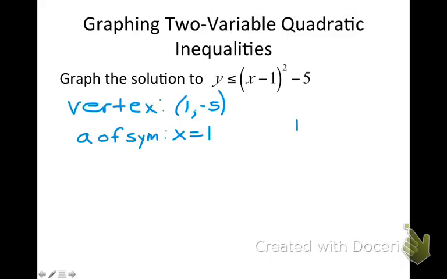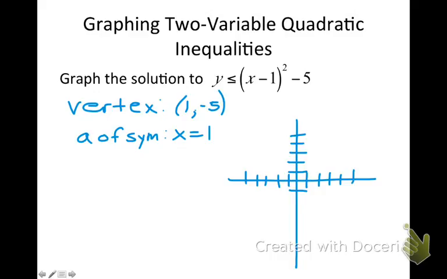Let's make a lazy graph. 1, 2, 3, 4, 5. So 1, -5. Where am I going? -5. Axis of symmetry.